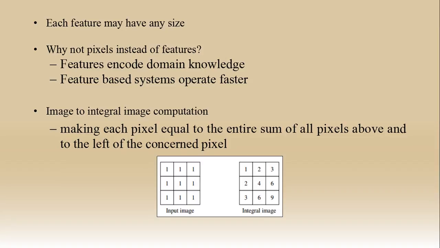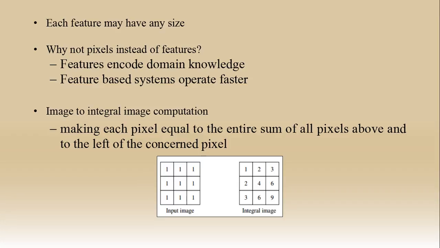Now, another question to consider is why not pixels instead of features? Features encode domain knowledge, whereas feature-based systems operate faster. We need features for higher and faster computation since it results in more efficient techniques which are applied after face detection.